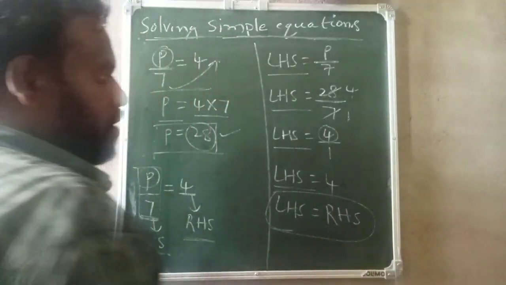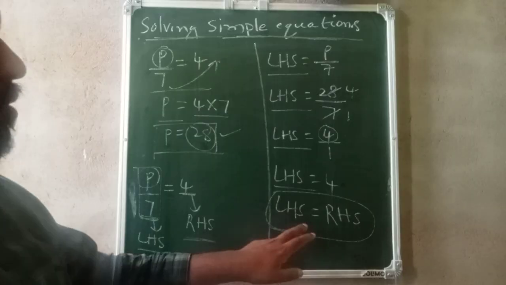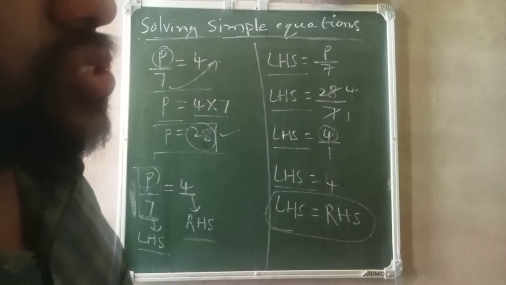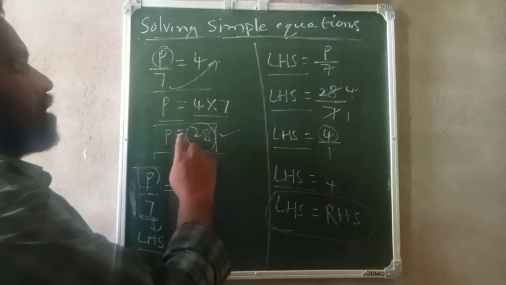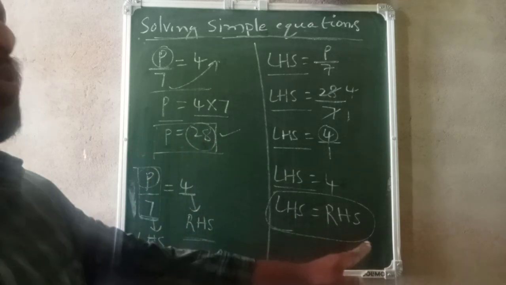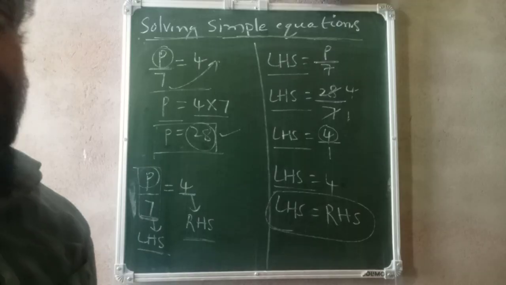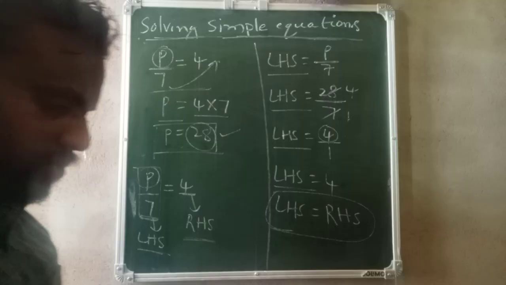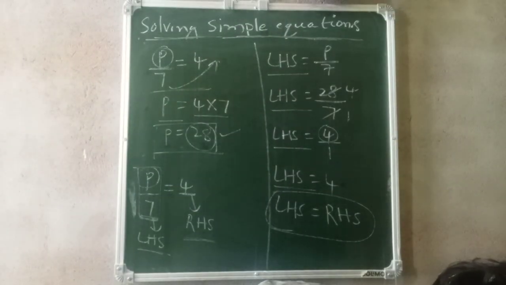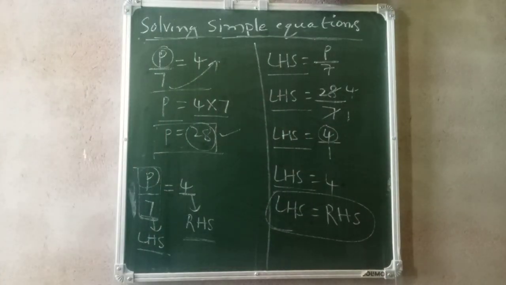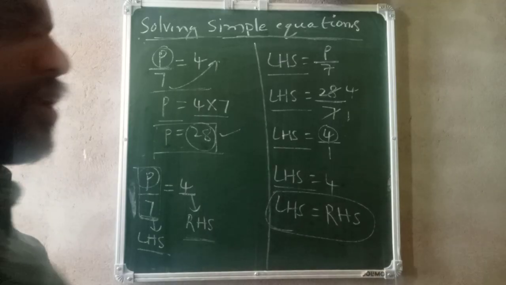Now I will put a box for it. See, we got LHS is equal to RHS. So when LHS is equal to RHS, that means this answer is correct. This is the correct answer because LHS is equal to RHS. So in this way we can check whether this answer is correct or not. So we will take another simple equation.